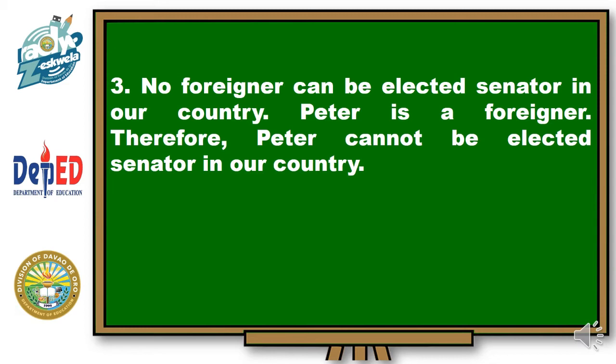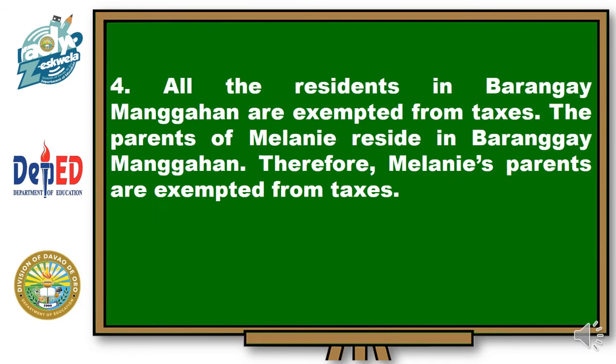Situation number 3 says, no foreigner can be elected senator in our country. Peter is a foreigner. Therefore, Peter cannot be elected senator in our country.